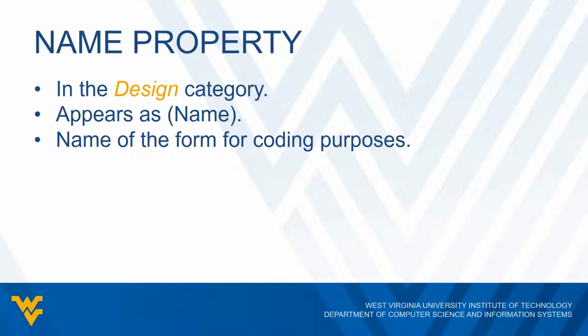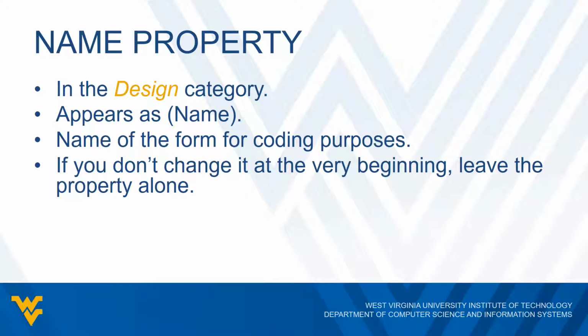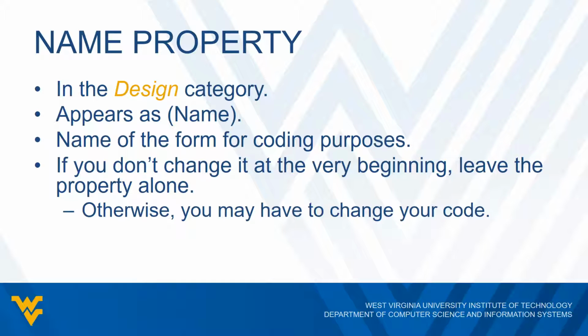What I do suggest is if you don't change the name of it at the very beginning, just leave this alone. So if you've already written some code and you've used the name of the form and you decide you're going to change the name of the form, what could happen is you may need to go back and change your code. So if you had form1 dot something and then later on you decide to change the name of the form, you're going to have to go back and replace form1 with whatever you decided to change the name to. So if you change it at the very beginning, that's fine. If you're halfway through the project and you decide you want to change the name, I just recommend leaving it as is, because it's used for coding purposes and nothing else.